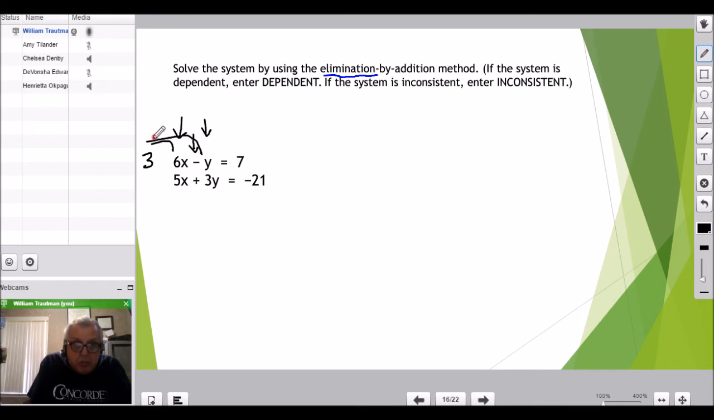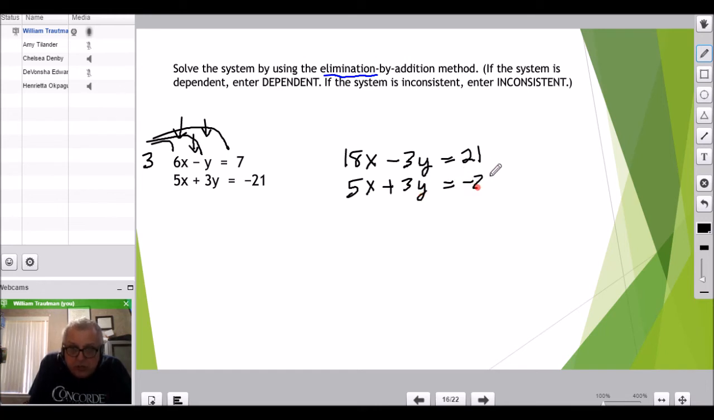So I'm going to multiply each term on top by 3. 6 times 3 is 18x. 3 times a negative y is a negative 3y. And then 3 times 7 is 21. I'm not going to do anything to the bottom. You might have to multiply the bottom if you can't get them to match up. But we don't have to because this is what we end up with.